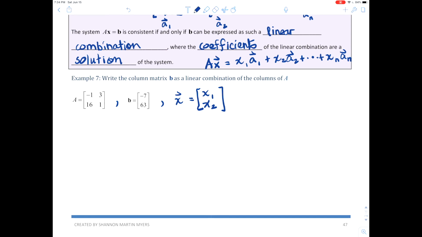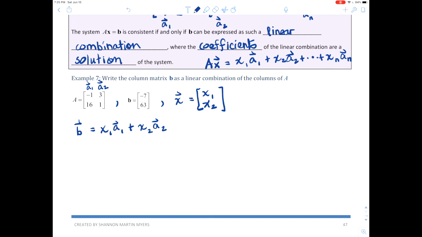So here we go. Just like before, right? Remember how we were saying, some matrix U, can it equal a constant times V1 plus another constant times V2? Well, what we want to do is find out if B can be written as a linear combination in this way, where we would have x1 times a1 plus x2 times a2. Groovy?